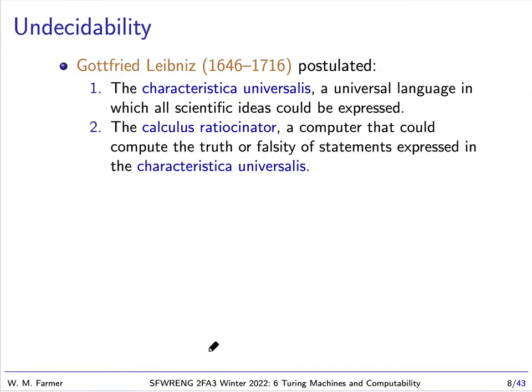Now, Gottfried Leibniz, in the 1600s and very early 1700s, postulated two things. These are two things he worked on pretty much his whole life. The first is the Characteristica Universalis. This is a universal language in which all scientific ideas could be expressed. And the other idea was a calculus ratiocinator, a computer that could compute the truth or falsity of statements expressed in the Characteristica Universalis.